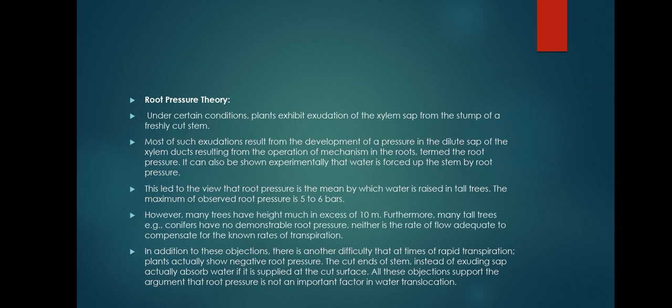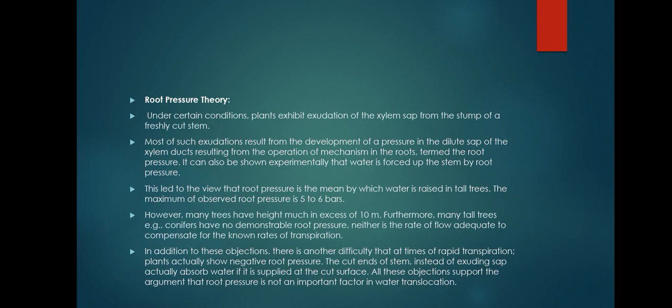Under certain conditions, plants exhibit exudation of xylem sap from the stump of a freshly cut stem. Most of such exudations result from the development of pressure in the dilute sap of the xylem ducts resulting from the operation of mechanisms in the roots. Termed the root pressure, it can also be shown experimentally that water is forced up the stem by root pressure. This led to the view that root pressure is the means by which water is raised in tall trees.